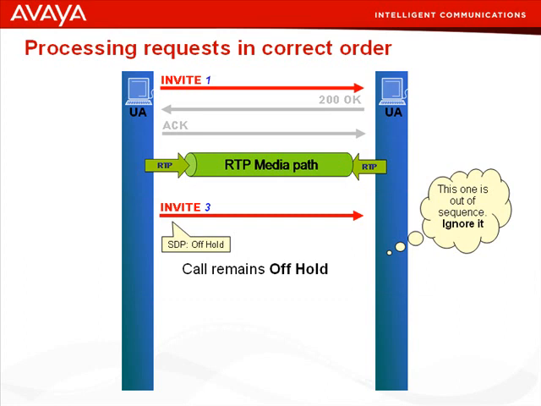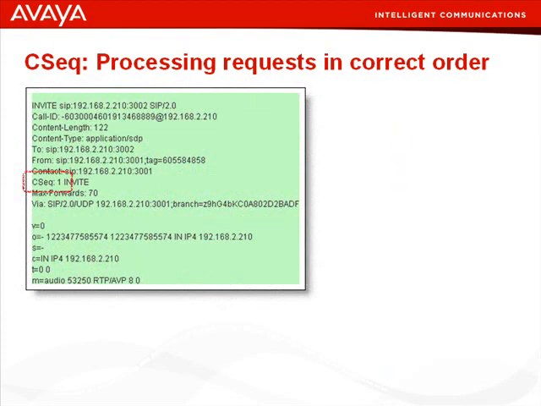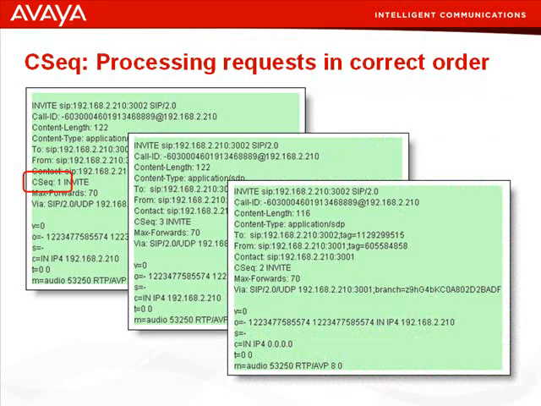So, the next big question: how does a user agent know the order in which requests should arrive, and therefore the order in which they should either be processed or discarded? It's the CSeq header, or the command sequence header, that enables user agents to know the correct order for sequencing of requests. In fact, we've already talked about the CSeq header in the last lesson.